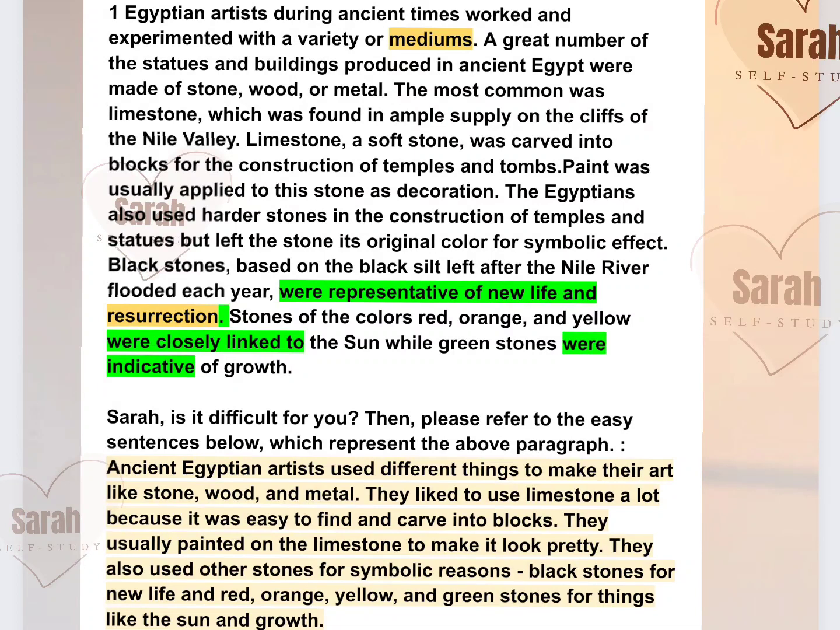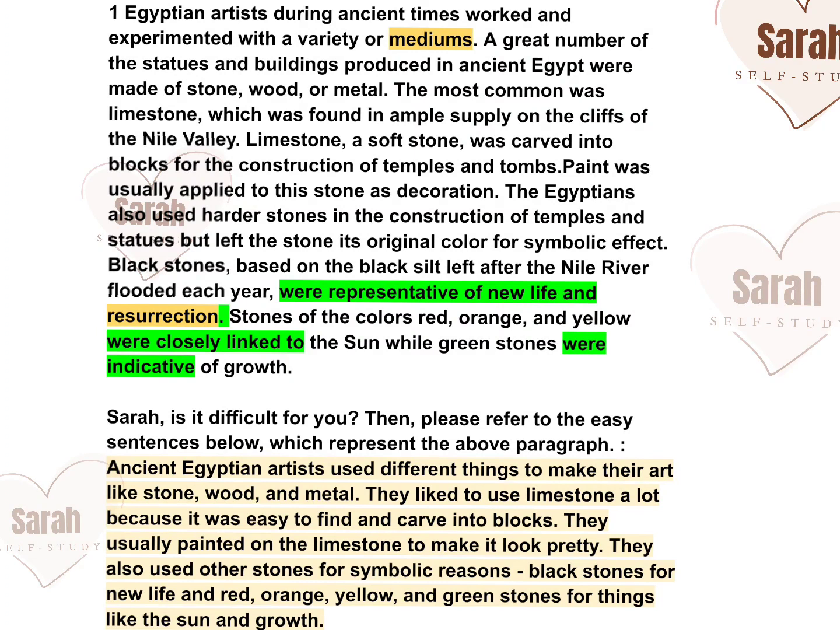Let's study together TOEFL reading about Egyptian artists during ancient times worked and experimented with a variety of mediums. A great number of the statues and buildings produced in ancient Egypt were made of stone, wood, or metal. The most common was limestone, which was found in ample supply on the cliffs of the Nile Valley. Limestone, a soft stone, was carved into blocks for the construction of temples and tombs. Paint was usually applied to this stone as decoration.